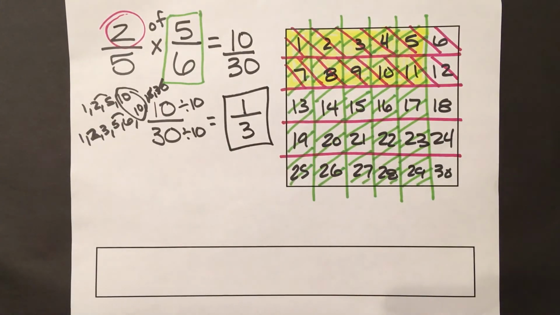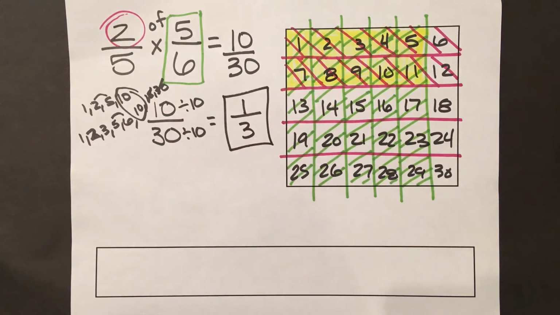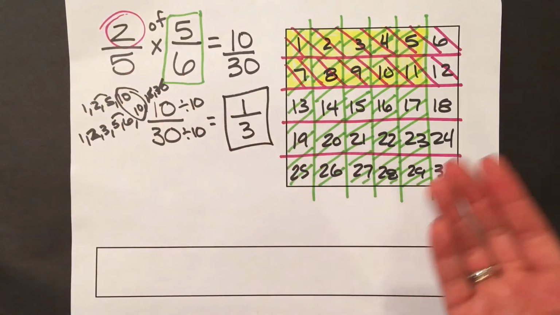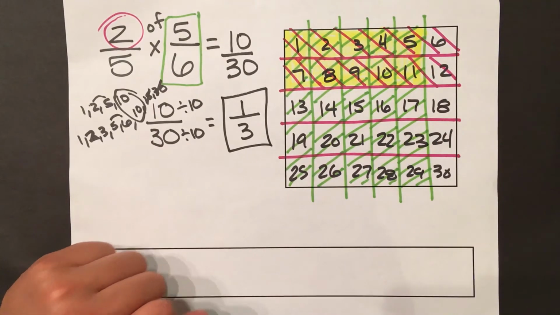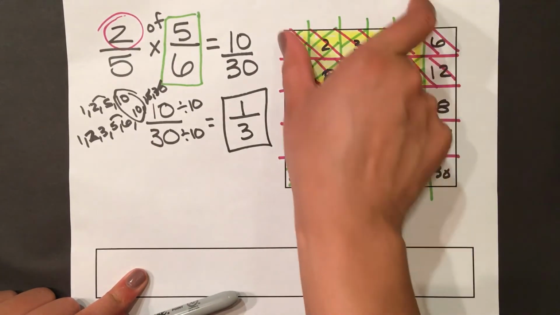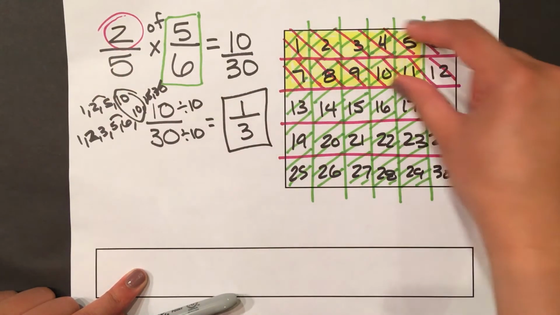Jack or whoever you're sharing the brownies with would get 1/3 of the pan because they wouldn't get 2/5 of the whole pan, because this is only how much we have right here. If that makes sense. So we only have 5/6 of it. He wants 2/5. How much is that?